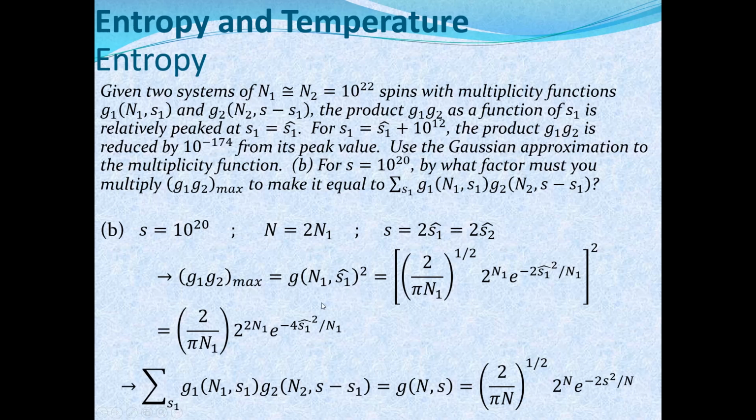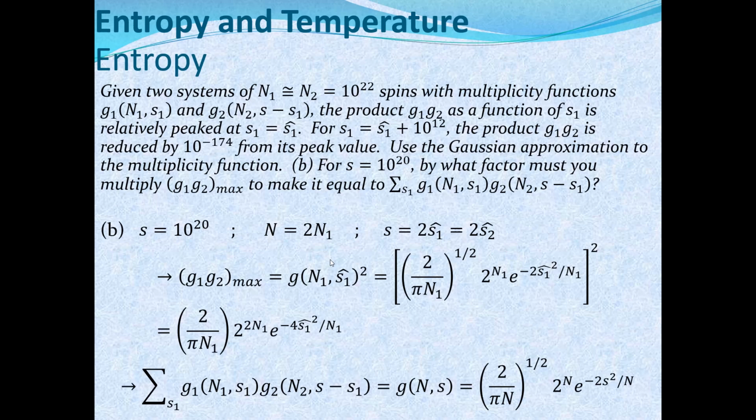Actually, I want to take one step back and explain a little bit more about why S1 caret, this most probable spin configuration, is the same for both systems. If you remember, our definition, our condition for the most probable configuration is that S over N for both system 1 and system 2 have to be the same.